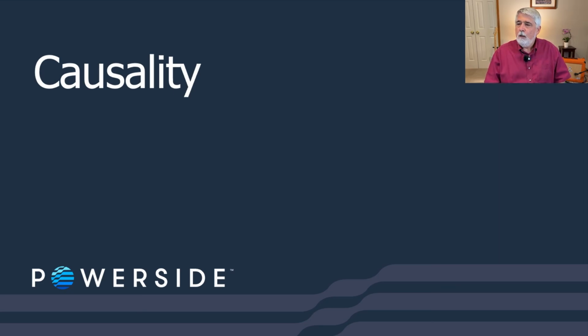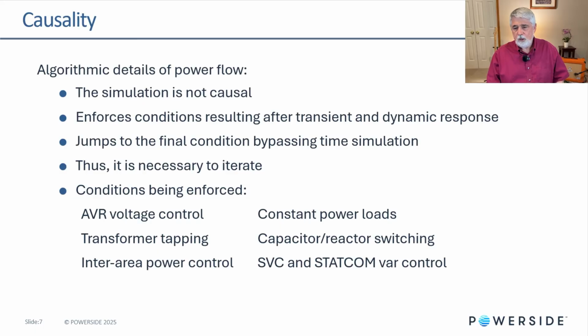Now, one of the key things to understand about power flow is that it is not causal. In other words, it doesn't start at a particular time and then reach an end time. So if you have two conditions, like my initial condition of my power flow, and then I want to solve it to reach this new condition with a line outage, to do that, we're not going through time.